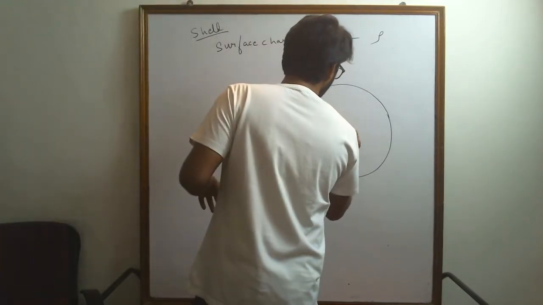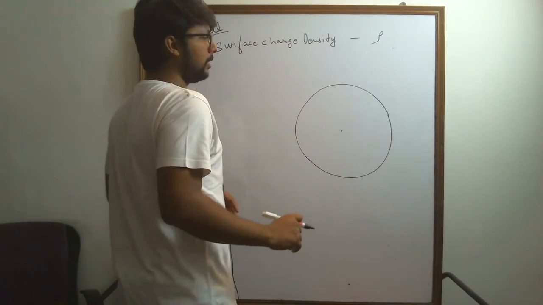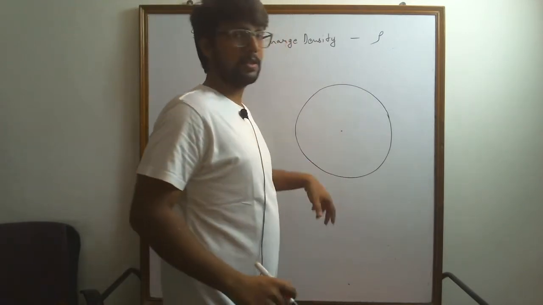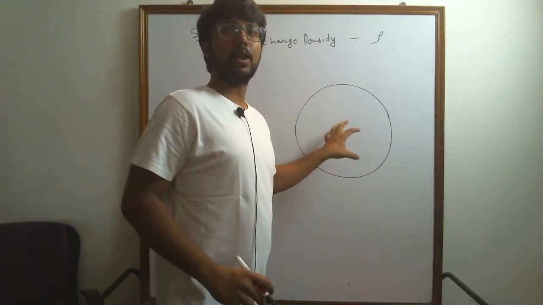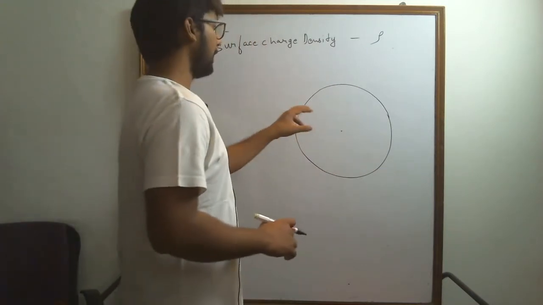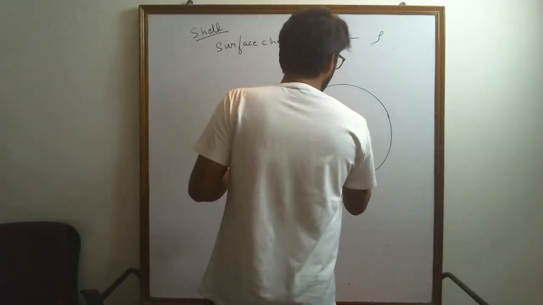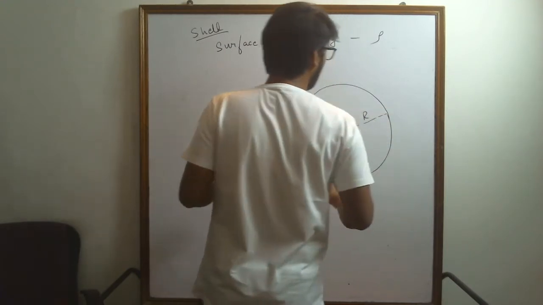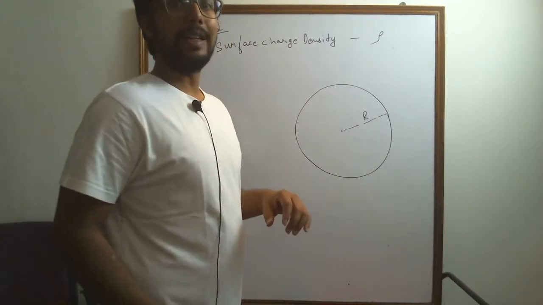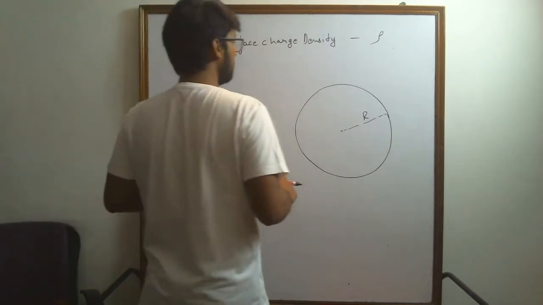Obviously, if this is a sphere, there will be a center. This center is just for the radius and stuff, but it is not actually present or made up of anything, right? This is, say, R, the radius of the shell.